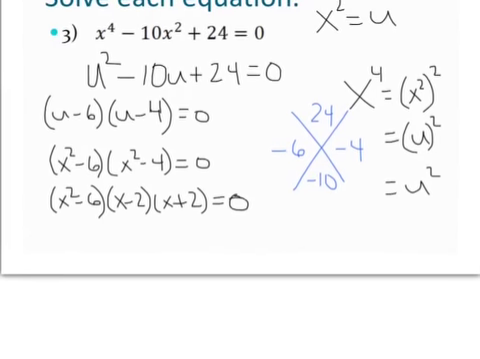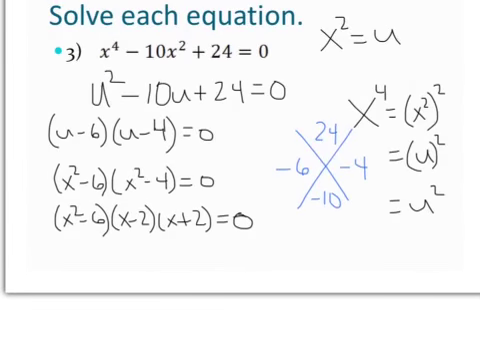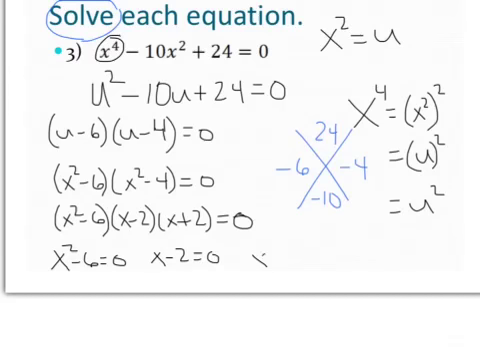Now there's a little bit more that I have to do. It's asking me to solve the equation. Okay? So if I want to solve this equation, I need to set each factor equal to 0. Now, since it's x to the fourth, it's quartic, I'm going to have 4 solutions. So let's set each one of these factors equal to 0. x squared minus 6 equals 0. x minus 2 equals 0. And x plus 2 equals 0. So when I solve, these two are easy. x equals 2 and x equals negative 2. So there's 2 of my solutions.